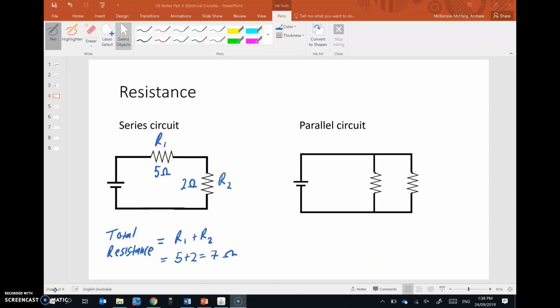Hi again, science students. In the last video, we looked at resistance in a series circuit. Now we're going to complete this page of notes by looking at resistance in a parallel circuit.